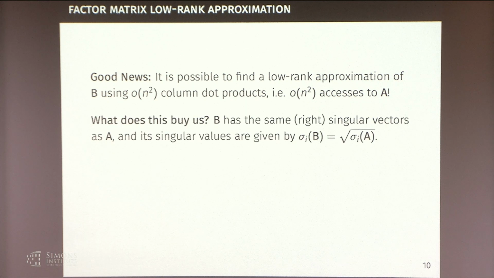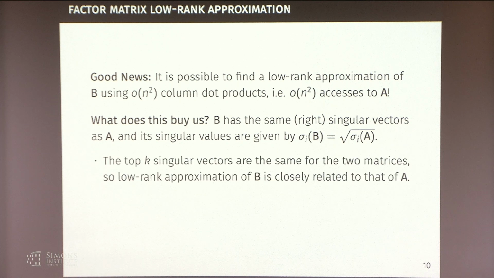Well, B has the same right singular vectors as A. Its singular values are closely related. They're just the root of the singular values of A. So basically, its top k singular vectors are related, and finding a low-rank approximation of B is really closely related to finding a low-rank approximation of A. So you're not assuming that B is a symmetric square root? No, I'm not. But if you want, you can make it a symmetric square root too.